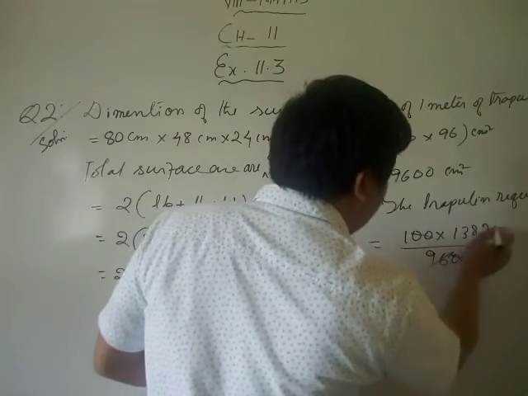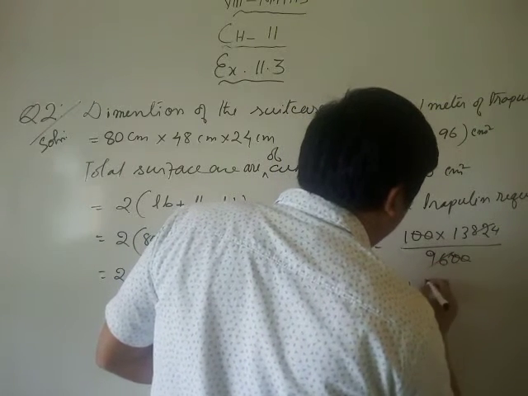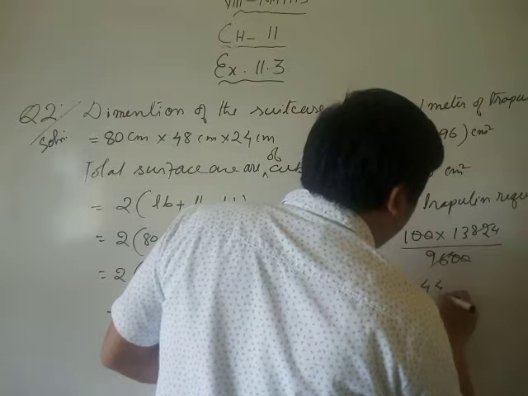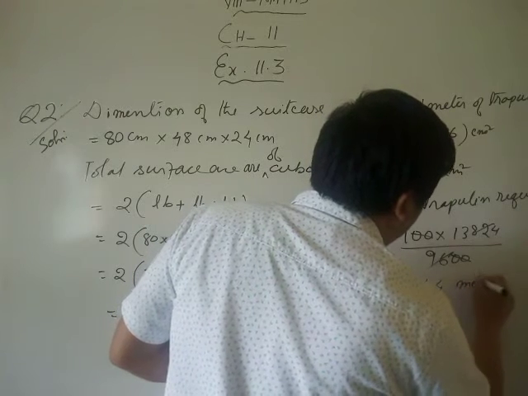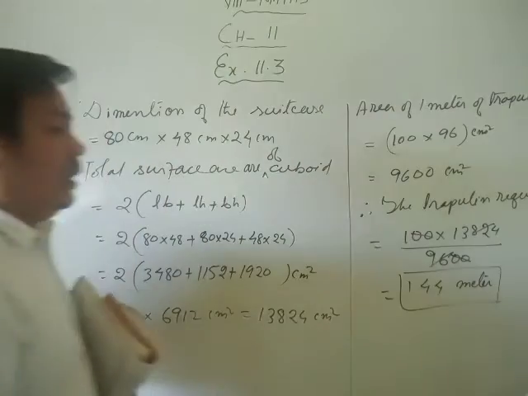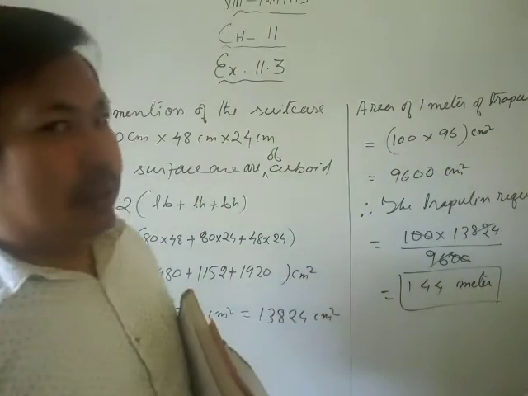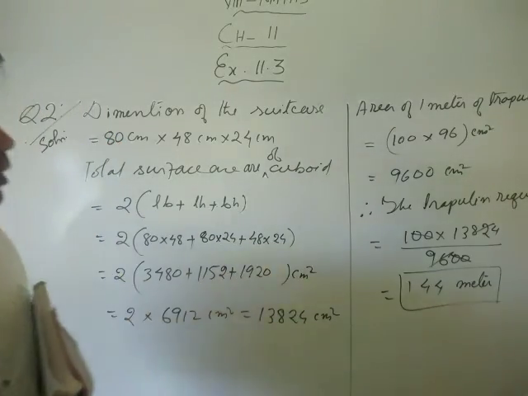This multiplication is 1, 4... this much meter is required for the trapezoid having 96 centimeter. Okay, so this is the answer for question number 2.